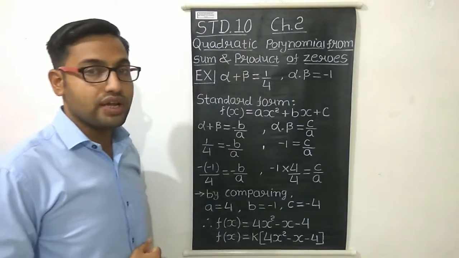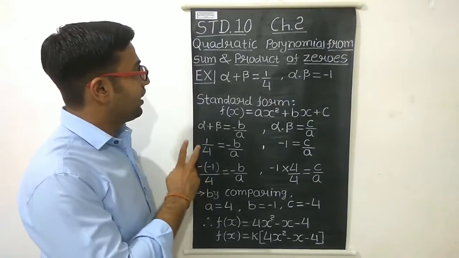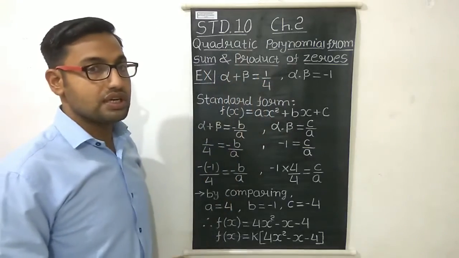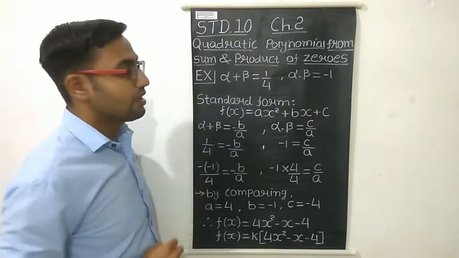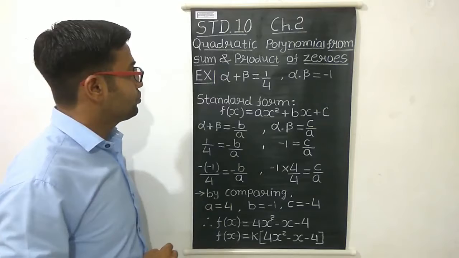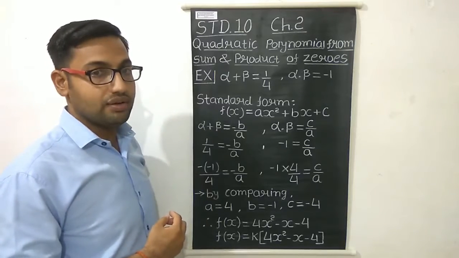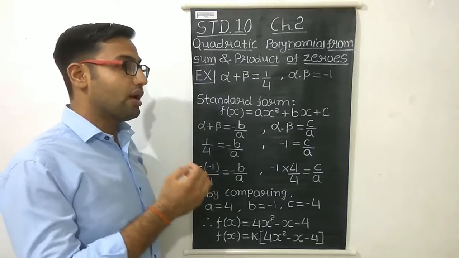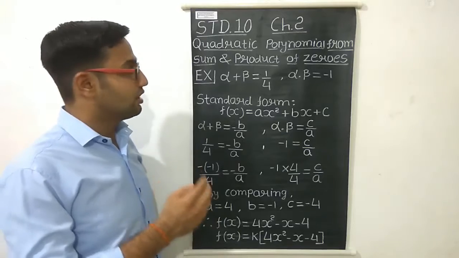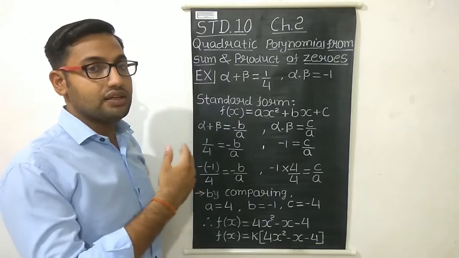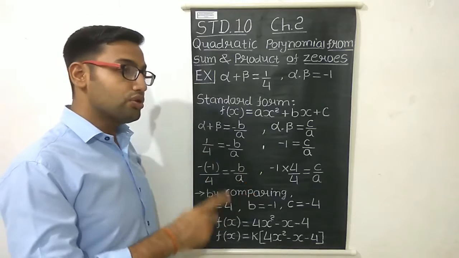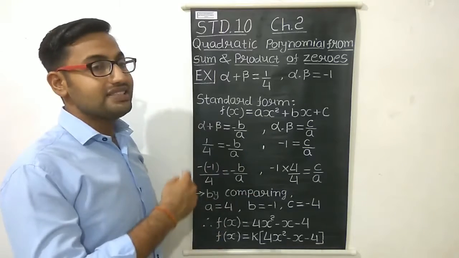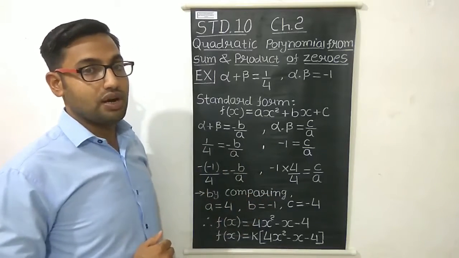Hello students, today we will study about the quadratic polynomials from sum and product of zeros. This is the topic of standard 10, chapter number 2, polynomials. Right? So, in previous class, we have studied about the relation between the zero and the polynomials. And we know now that if we add the zeros of the quadratic polynomial, we get the relation with the coefficients. Also, we do the product between the two zeros of the quadratic polynomial. It again is related to the coefficients of the quadratic polynomial.